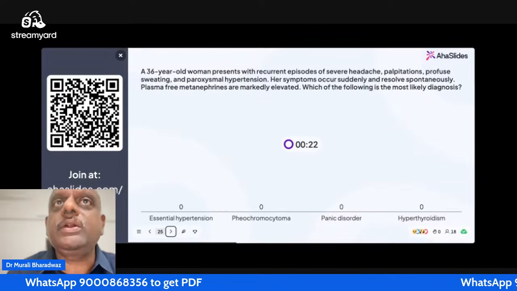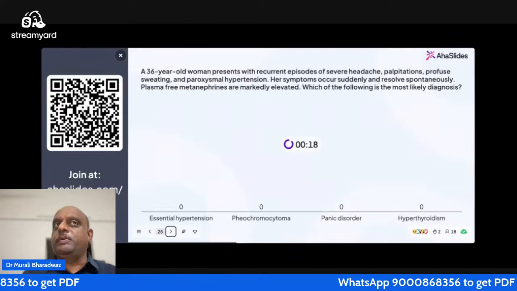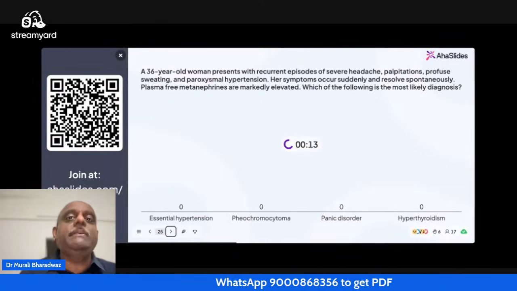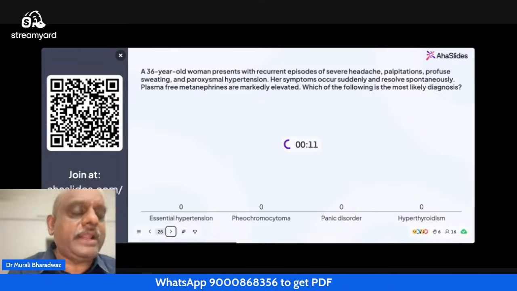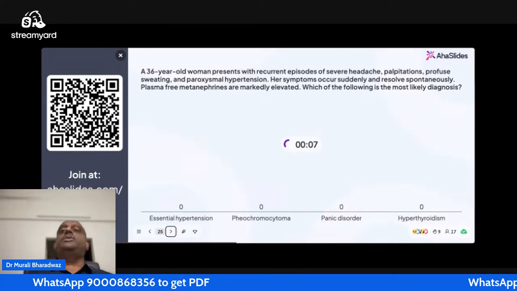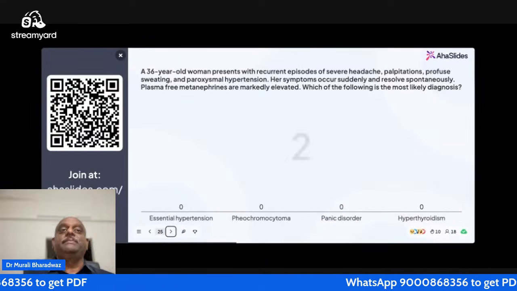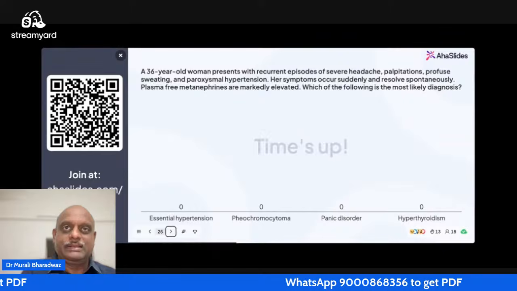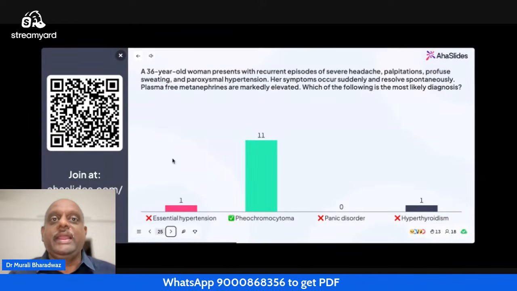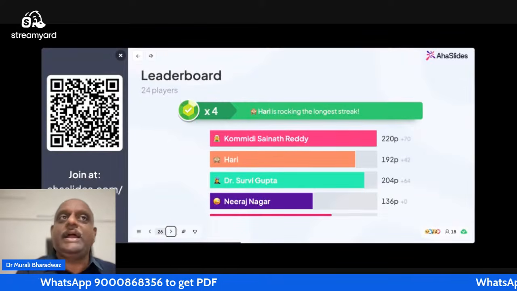A 36-year-old woman, severe headache, palpitations, profuse sweating, paroxysmal hypertension, plasma-free metanephrines are elevated. That is the most important buzzword you need to catch in order to make the diagnosis. I'm sure all of you will be able to answer this correctly, more or less. Great. It is pheochromocytoma. 11 of you correctly answered.